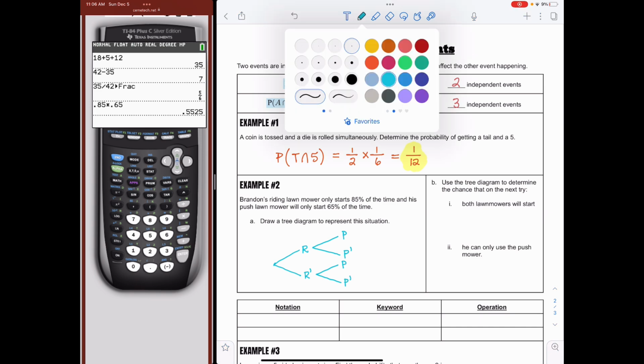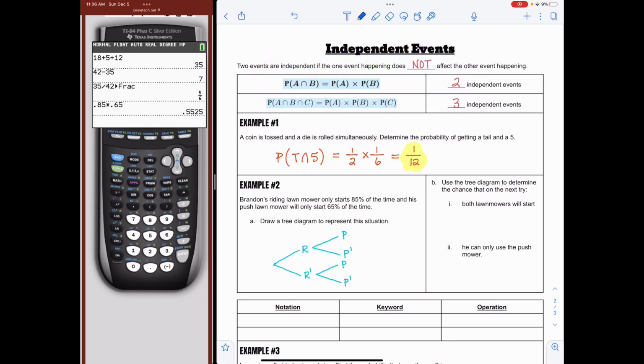All right, so the riding lawnmower only starts 85% of the time. So that means if I put it as a decimal, that's going to be 0.85. It's not going to start 15% of the time, which is 0.15. The push lawnmower only starts 65% of the time. So where I have the P, I'm going to put 0.65 in both spots. And then that means it's not going to start 35% of the time. And I'm going to put 0.35 there. All right.